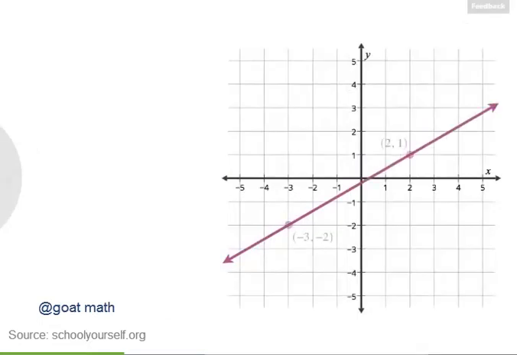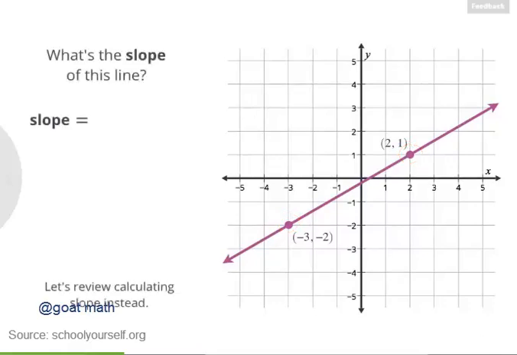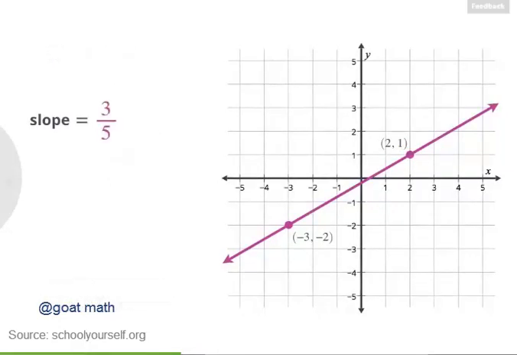Okay, suppose you want to find the equation for this line, which passes through the points -3, -2 and 2, 1. First off, what's the slope of this line? Precisely, the slope is 3/5.